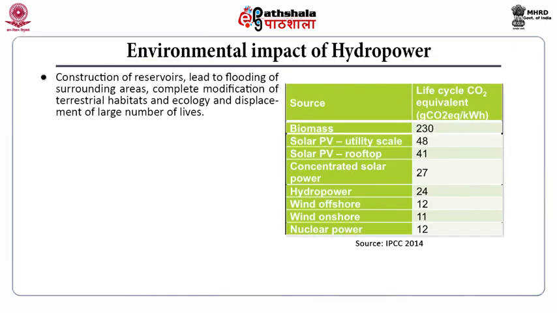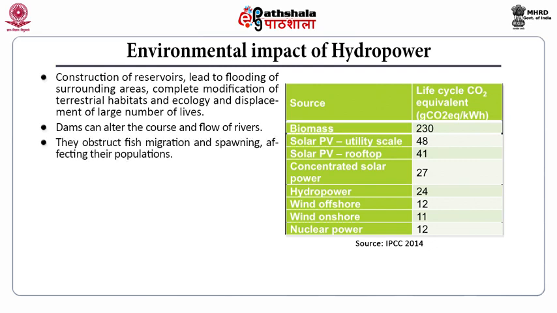The construction of reservoirs led to flooding of surrounding areas, complete modification of terrestrial habitats and ecology, and the displacement of a large number of people. Dams can alter the course and flow of rivers. They obstruct fish migration and spawning, affecting their population.